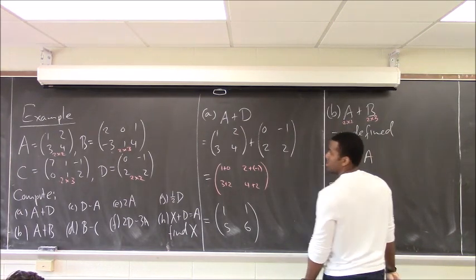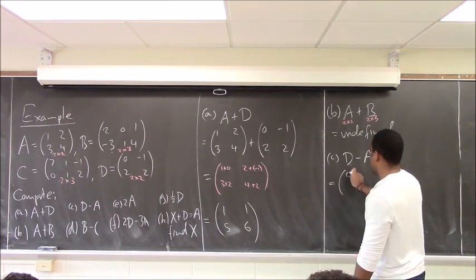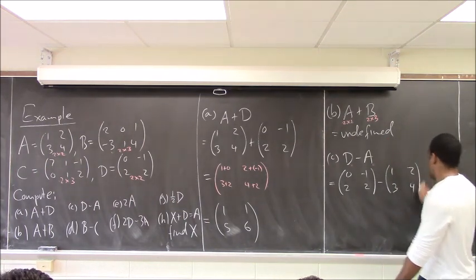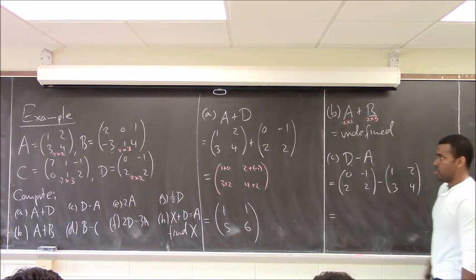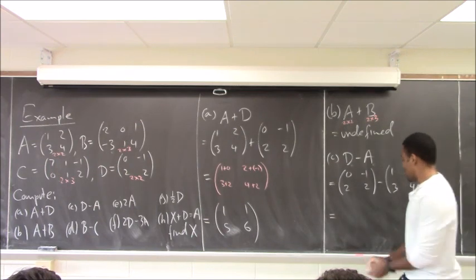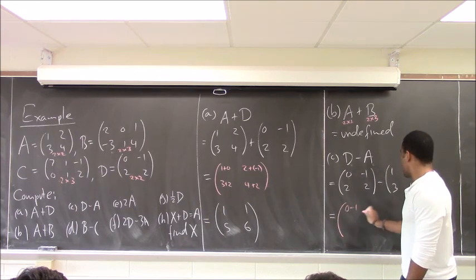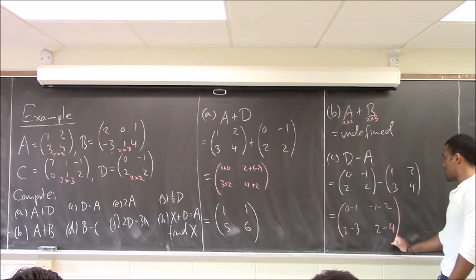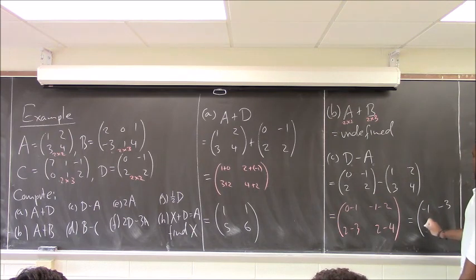C. D minus A. Well, these are the same size, so they can be subtracted. This is [0, -1, 2, 2] minus [1, 2, 3, 4]. And very similar to addition, you are going to subtract the corresponding components. So you're going to take the first one minus the second one, 0 minus 1, minus 1 minus 2, 2 minus 3, 2 minus 4. And so the answer to that would be minus 1, minus 3, minus 1, and minus 2.